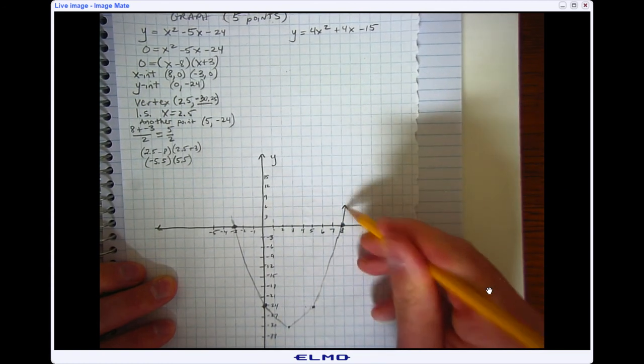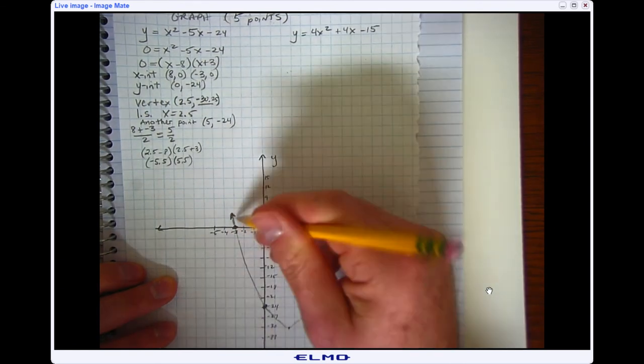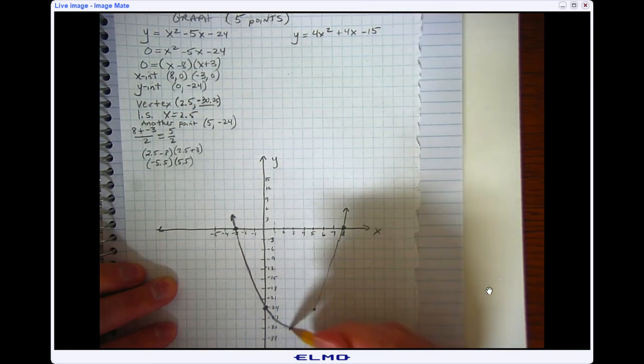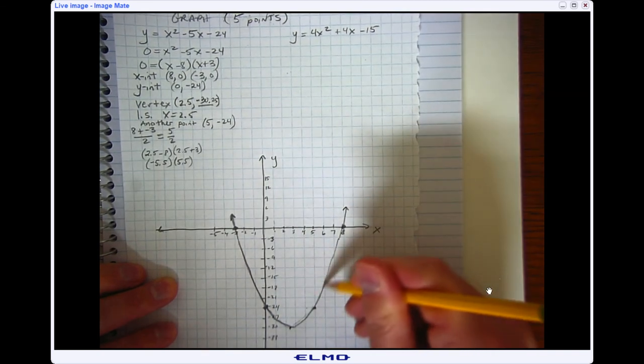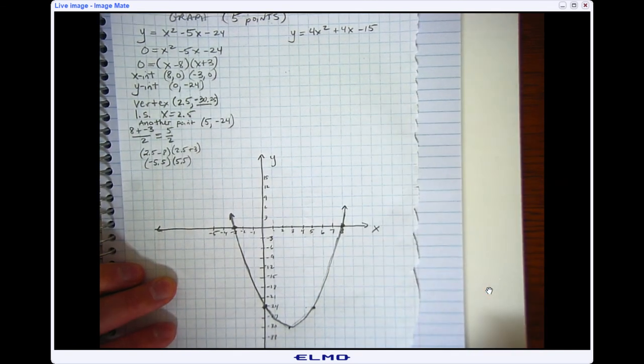Again, it's a function, so it can go on forever, so I would just draw arrows like this. If I make this a little bit darker so you can see it, you can see that this parabola works out pretty nicely.